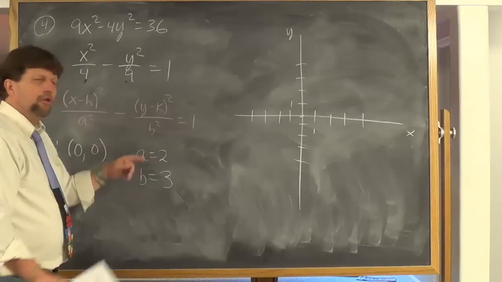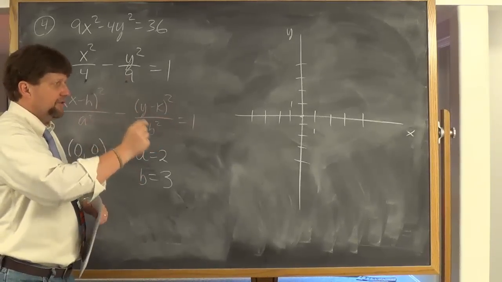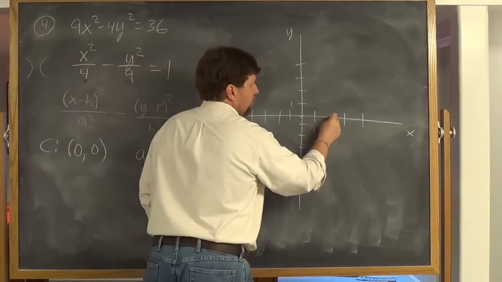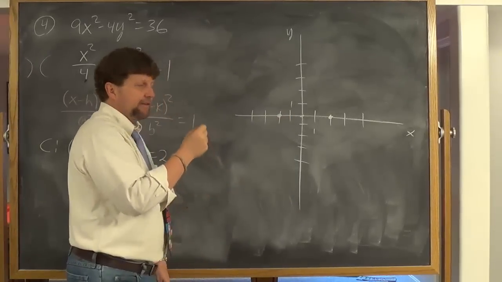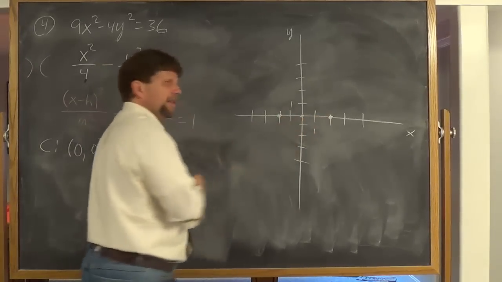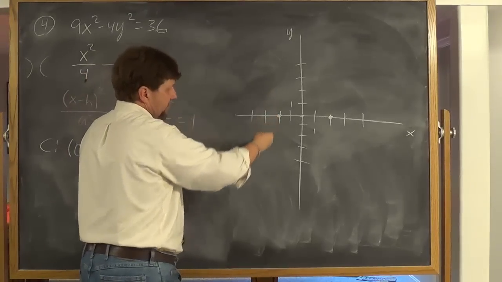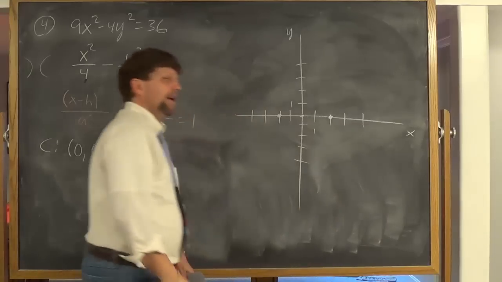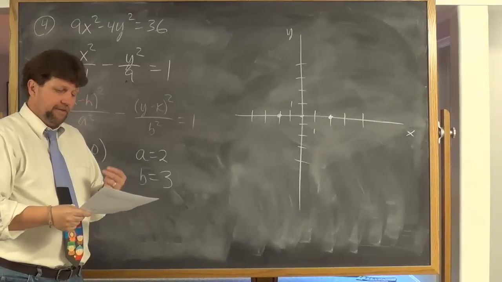If I go 2 units to the right of the center and 2 units to the left of the center, it gives me a point here and a point here. I've actually found 2 points on the graph of the hyperbola. So I know the hyperbola is doing this and it's doing this. Now the asymptotes. This is where I'm going to show you something a little different than what you've seen in the book.